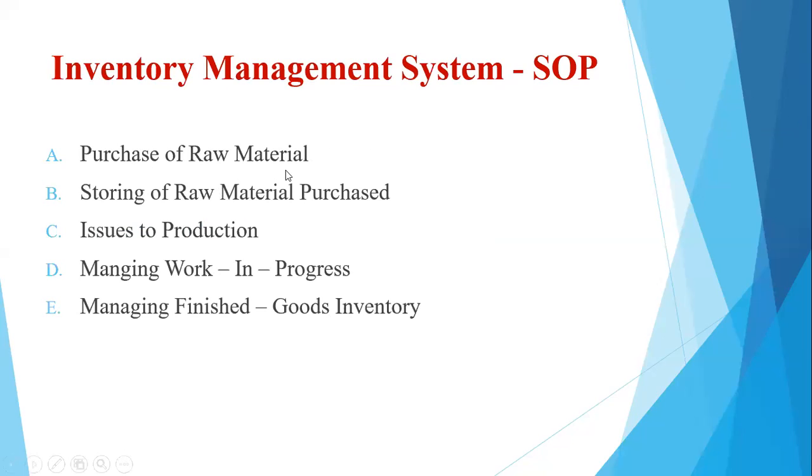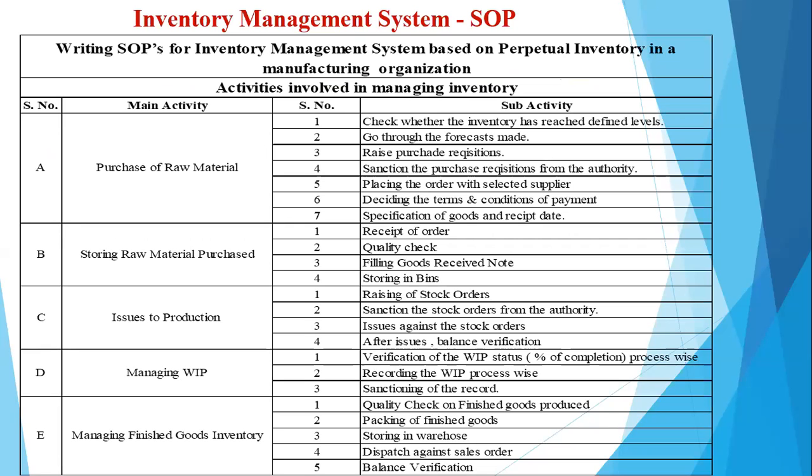That is purchase of raw material, storing of the raw material purchased, then issues to the production processes, management of work in progress inventory, and managing the finished goods inventory. Now these could be further split up into certain sub areas. Say, for example, purchase of material, wherein first of all we'll be checking whether the inventory has reached the defined levels, wherein we need to order inventory so the production processes don't get hampered.